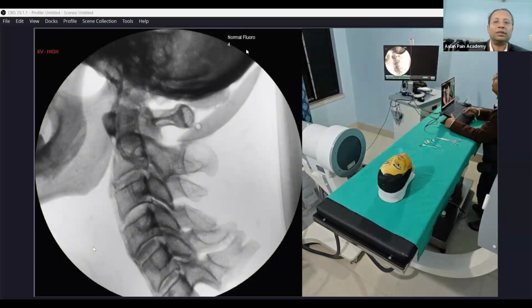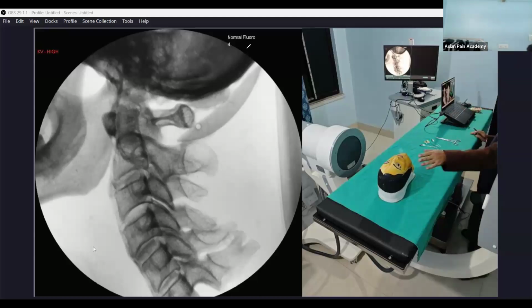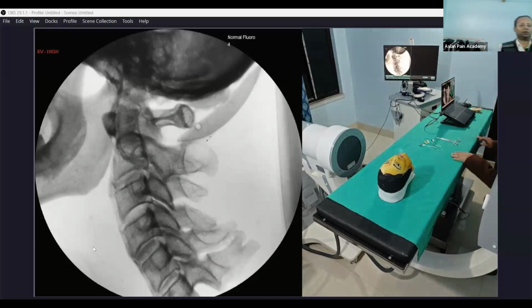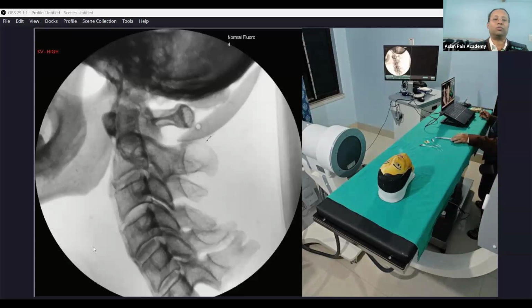Now this is the mannequin you can see. So this side is the right side, the patient is supine, lying supine, and this side is the left side. Cranial, caudal, you can understand. So here first we will go for the facet medial branch diagnostic block, which is the most important block.